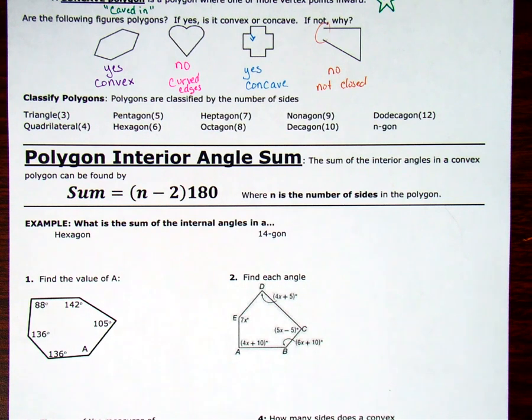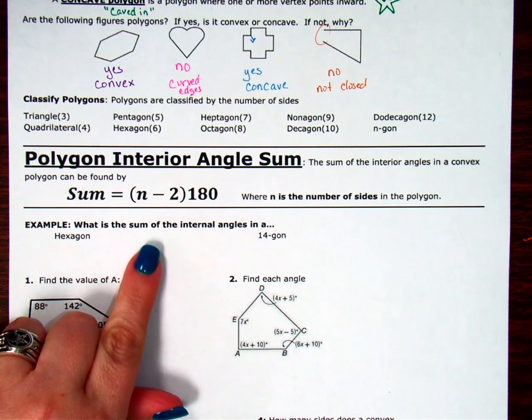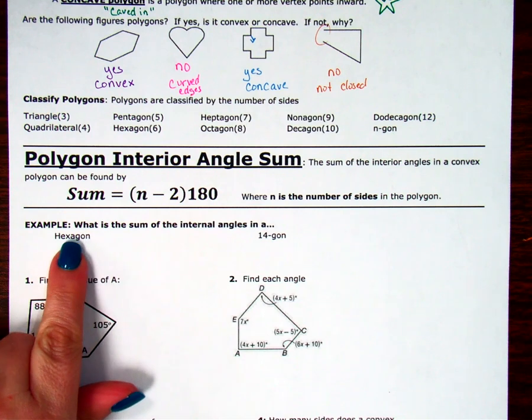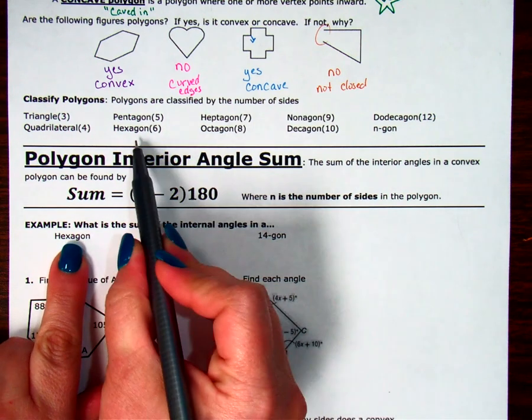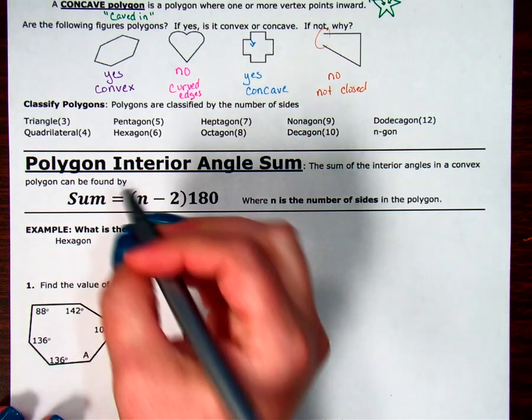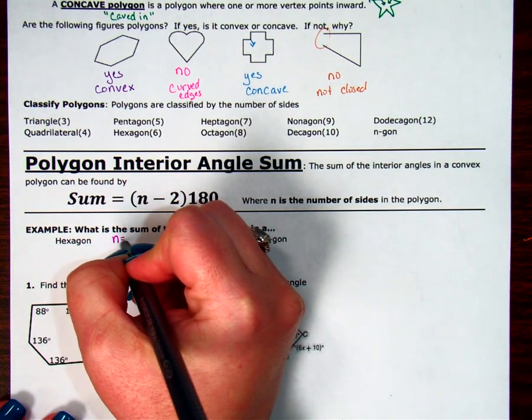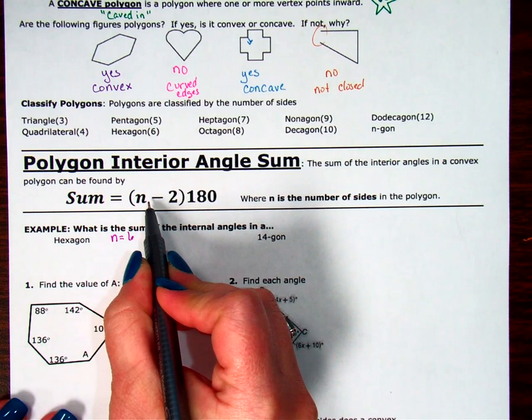Alright, welcome back. This is the second video and we are talking about what we're going to be looking at as far as our interior angle sums for our polygons. So the first thing we're always going to need to know is how many sides we have. So when I look at my first example here, what is the sum of the internal angles in a hexagon? I need to know that a hexagon has 6 sides. So I'm going to be using an n value of 6 in my formula.